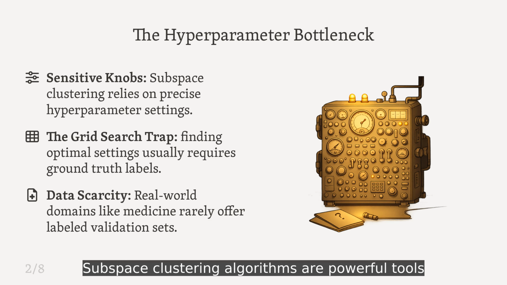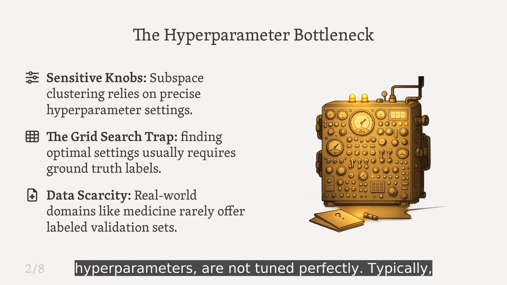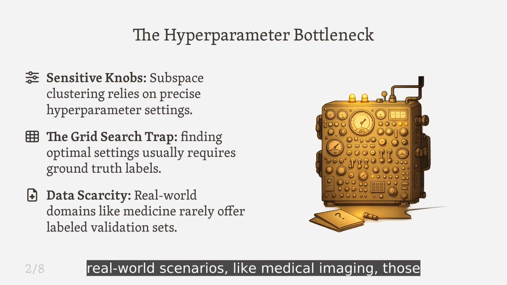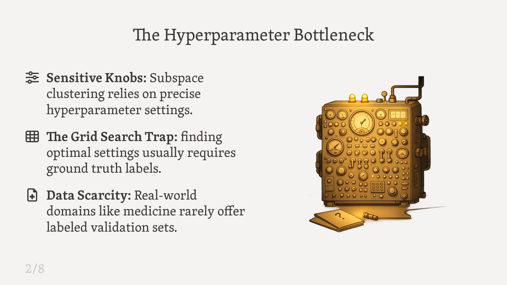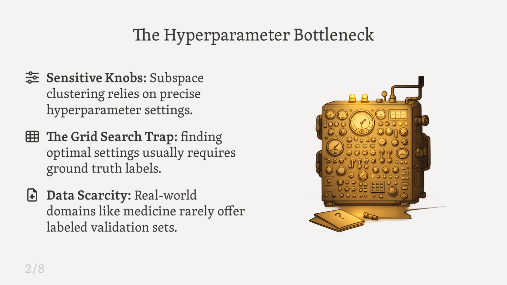Subspace clustering algorithms are powerful tools for grouping data, but they often fail if their internal settings, or hyperparameters, are not tuned perfectly. Typically, finding these Goldilocks settings requires running a grid search and checking the results against known labels. But in real-world scenarios, like medical imaging, those labels simply do not exist, leaving researchers guessing in the dark.